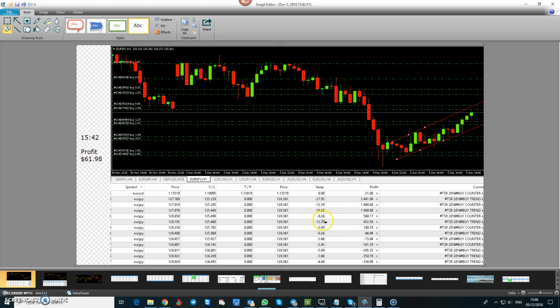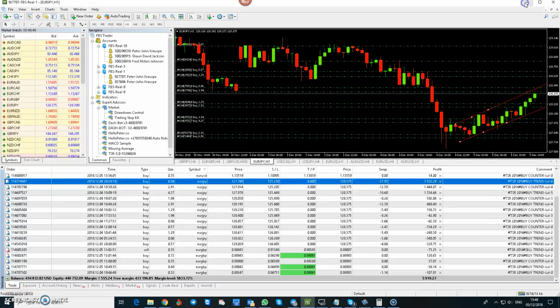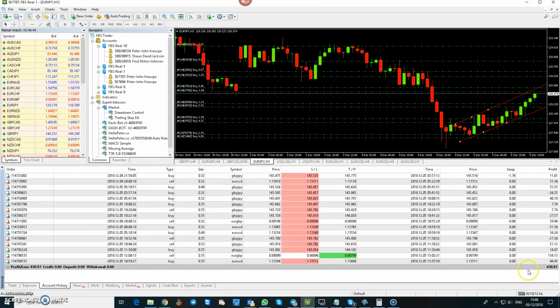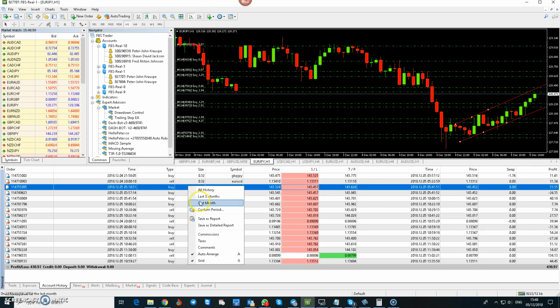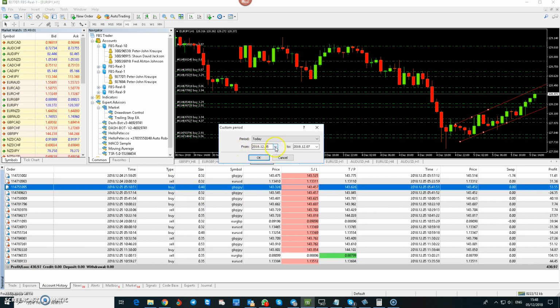This trade, normally with the robot, would have been probably a couple of dollars. If you have a look at the history here, you can see the closing. The biggest close from the robot itself is $1.34 for the day. So if I go to yesterday, maybe you can see if there's anything bigger.